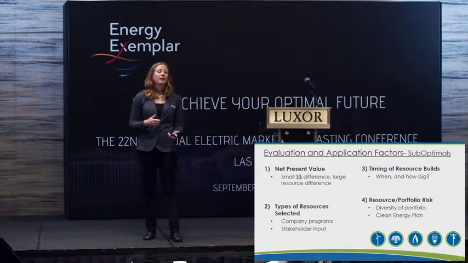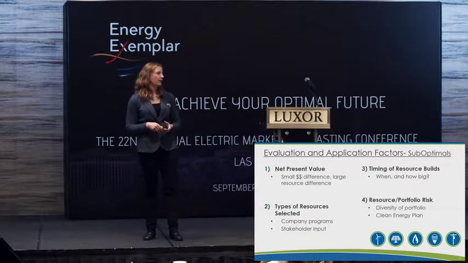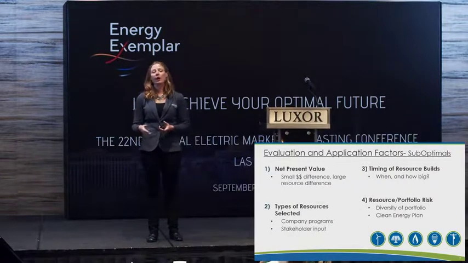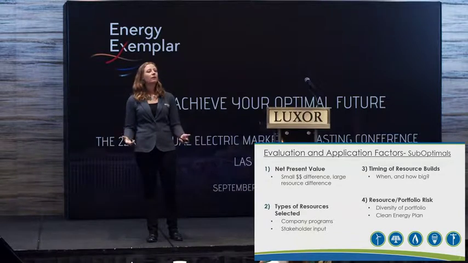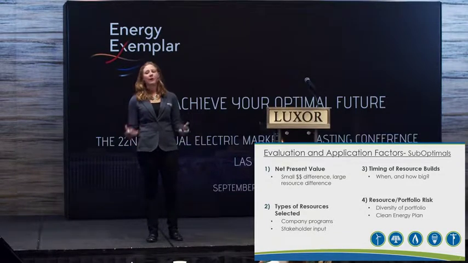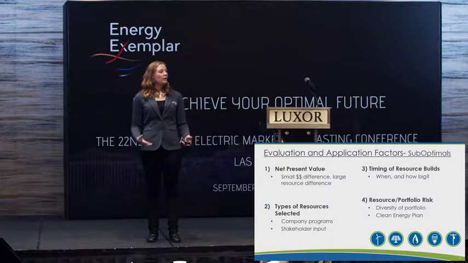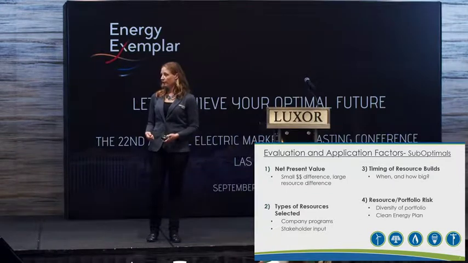And finally, honestly, this was the biggest one for us, number 4, resource and portfolio risk. Our senior team made a decision during our IRP process of what they called no big bets. They determined they did not want a big bet on a combined cycle plant. They determined that portfolio diversity was extremely important.